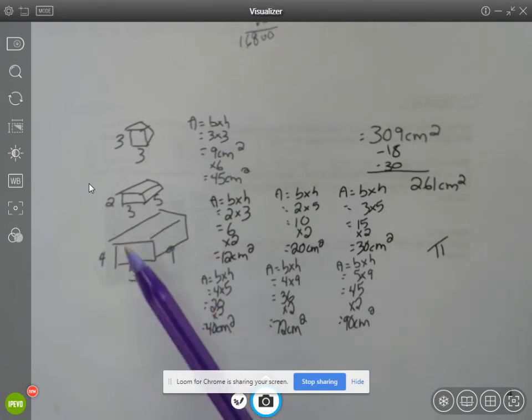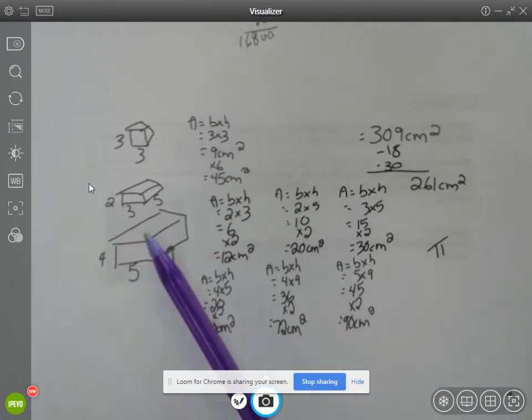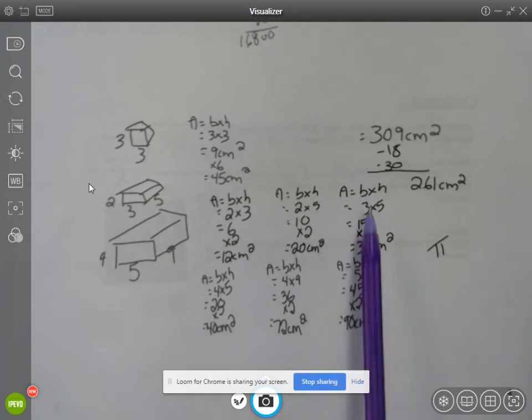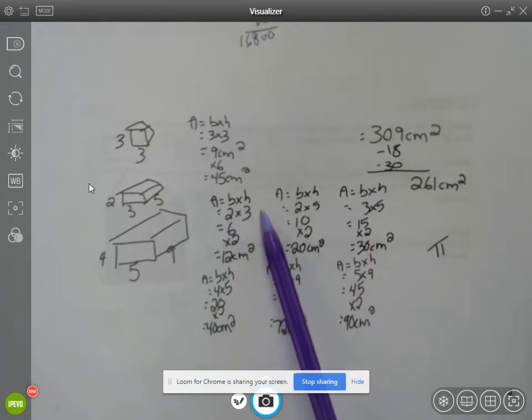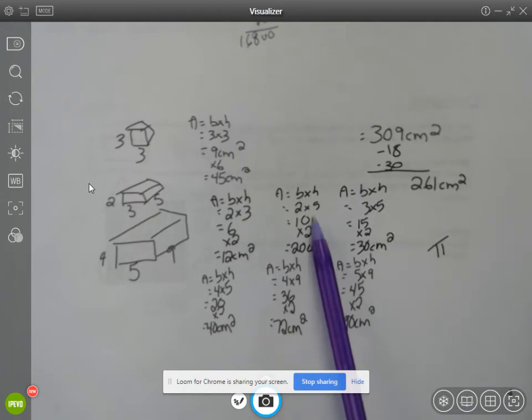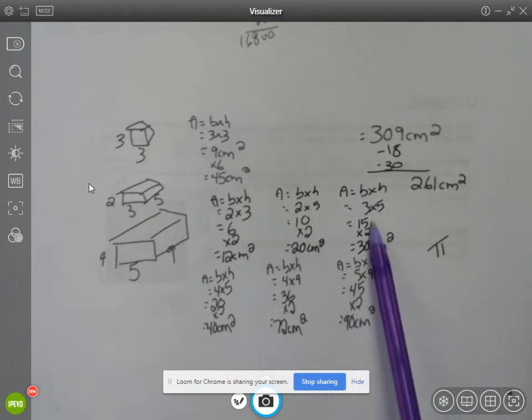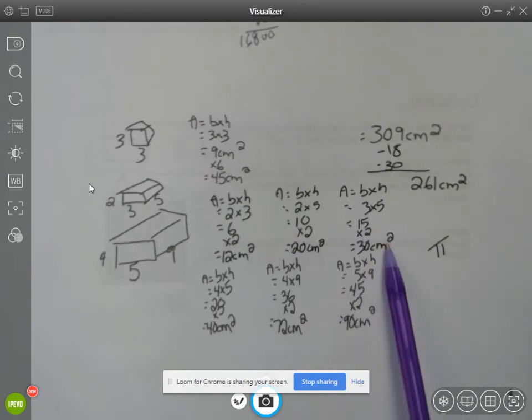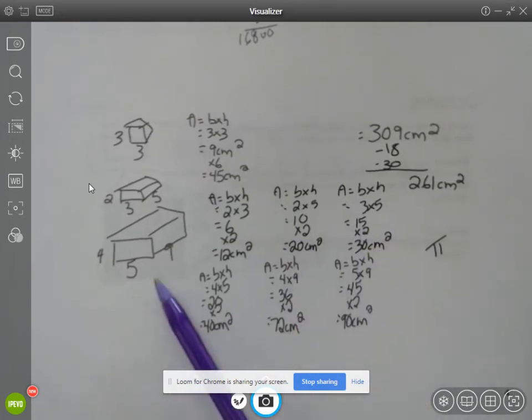For the second shape, because it is a rectangular prism, I have to do the formula 3 separate times. So 2 times 3 is 6, and there's 2 of them, so it's 12. 2 times 5 is 10. There's 2 of them, so it's 20. 3 times 5 is 15. There's 2 of them, so it is 30. And then we're also going to do that same thing for this bottom shape. Once again, rectangular prisms, 3 formulas.